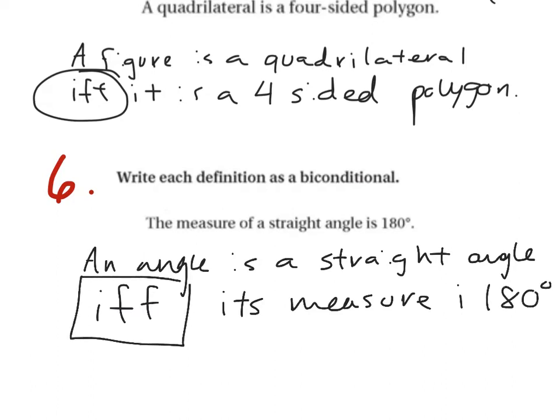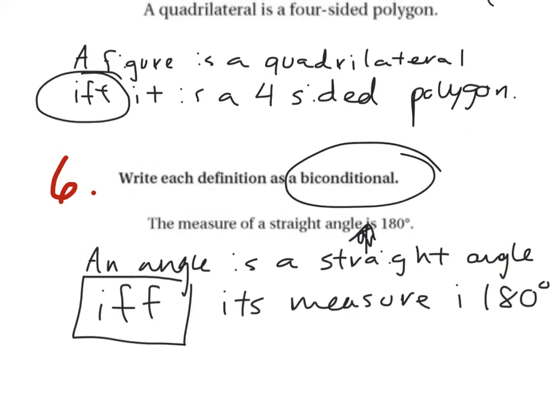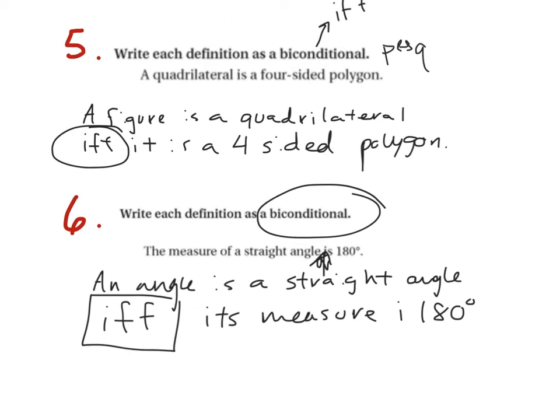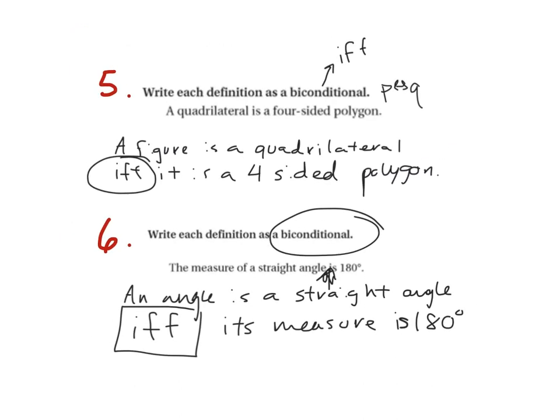So we have to make if and only if in this biconditional. Biconditional means we put if and only if in it, and it has to be a sentence that makes sense. We can't just put if and only if in the middle of this. We have to make it a sentence that actually makes sense. So we have an angle is a straight angle if and only if its measure is 180 degrees.